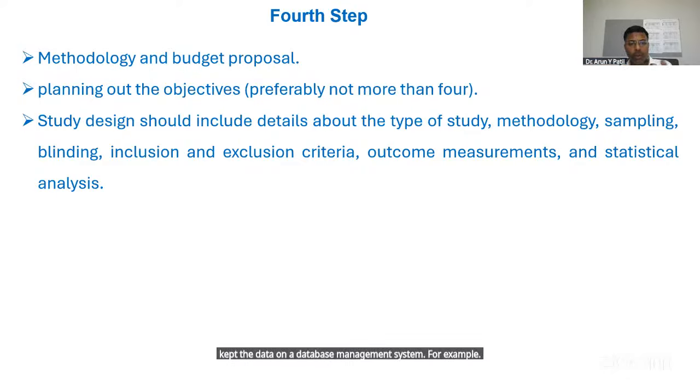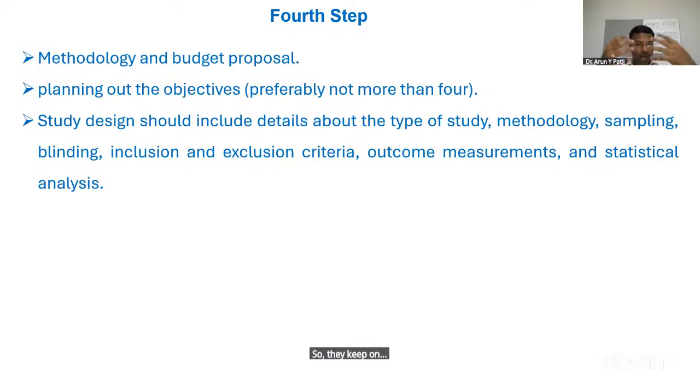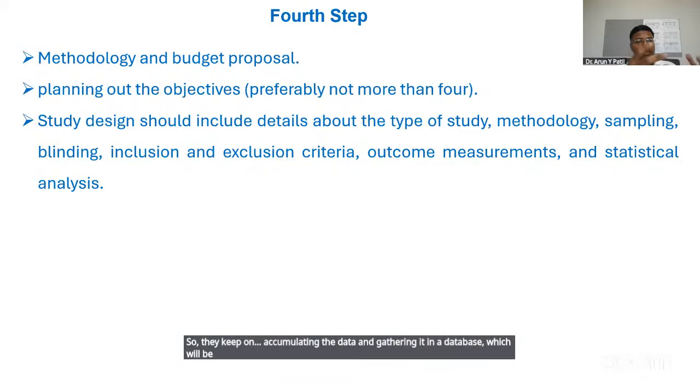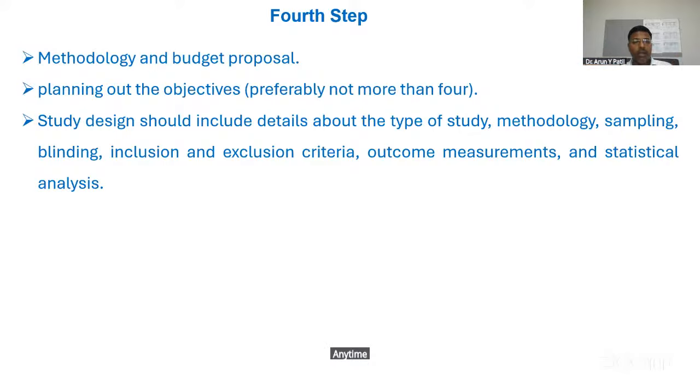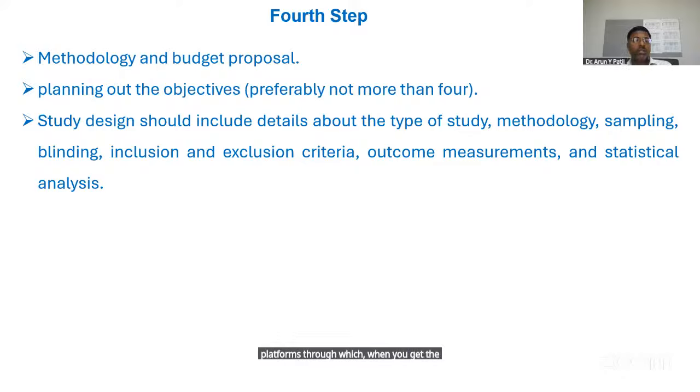For example, I talked about a road transportation ministry. So they keep on accumulating the data and gathering it in a database, which will be there for everyone's usage. Anytime I can take that. So it's indirect data, and I can rely on that because it's ministry based. Likewise, you have to think about NIH, National Institutes of Health, or maybe AIIMS data, or it can be World Economic Forum data. Likewise, there are so many platforms through which when you get the data, it is reliable.